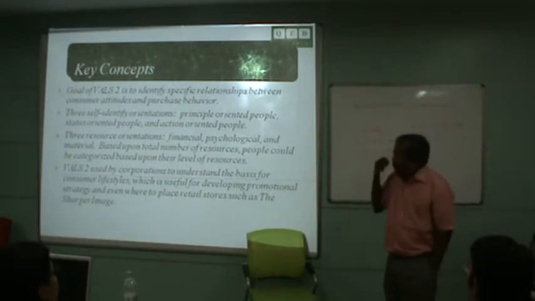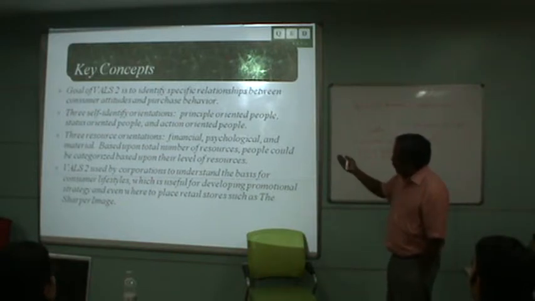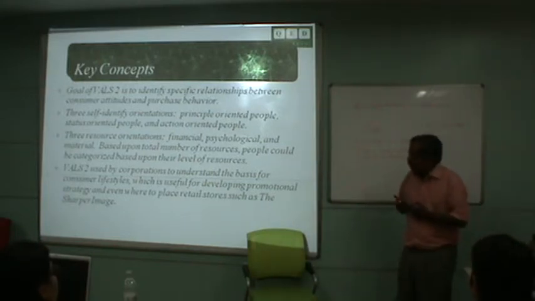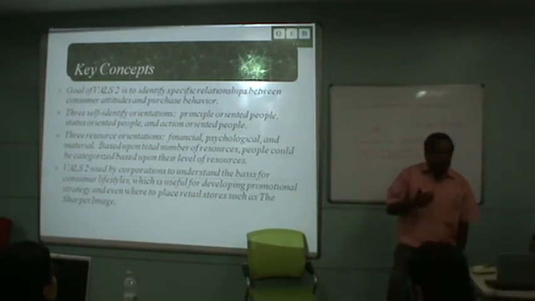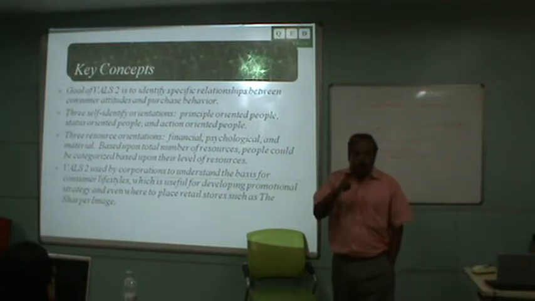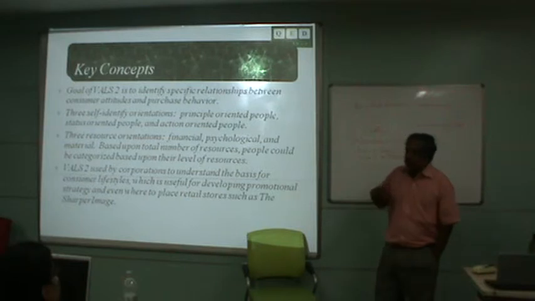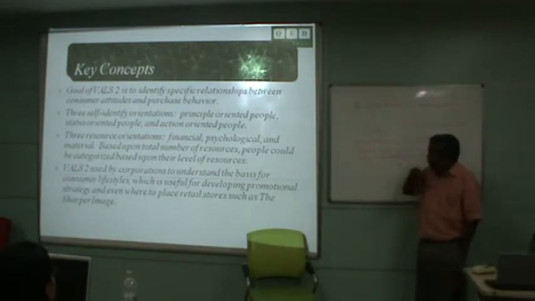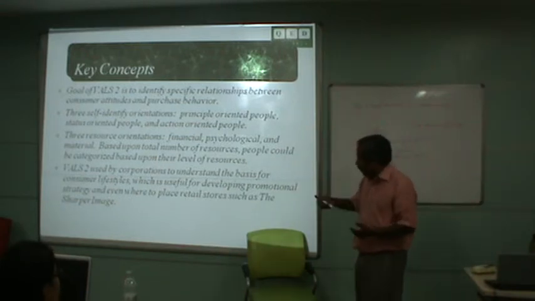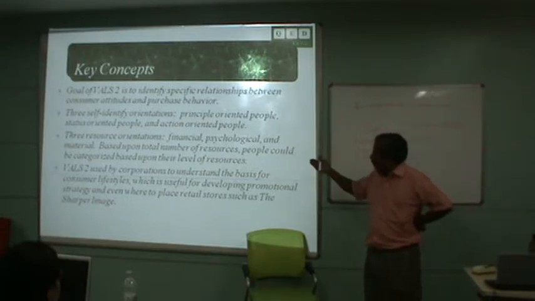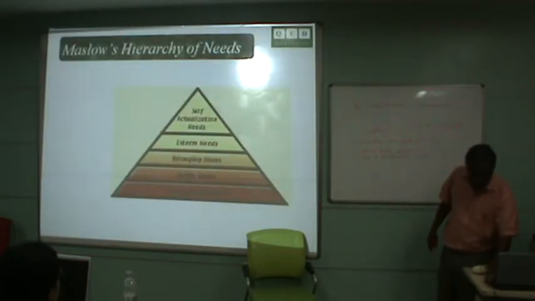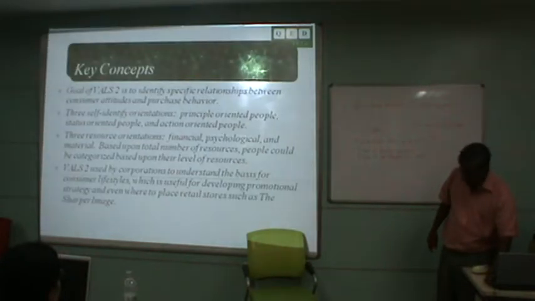VALS looks at 3 kinds of motivation or identity orientation. One is principle or idealist, depending on how idealistic or principle oriented the person is. Status oriented: how much is a person status oriented? And thirdly, action oriented. These are weighed against the resources that a person may have, and the resources may be financial, psychological, or material. The difference between financial and material is that financial is actually liquid money. Based on this, VALS classifies people into seven categories.